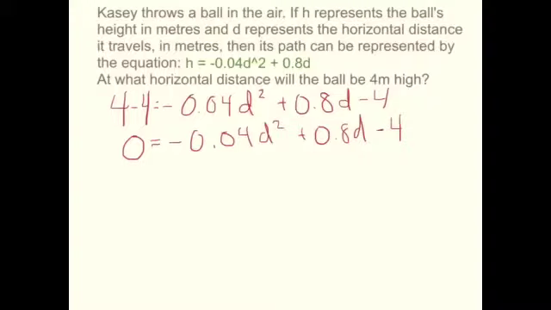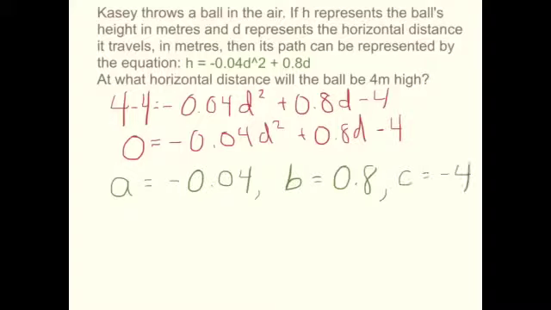So now I've got my quadratic equation arranged just how I want. It's equal to 0, and I've got the d squared term first, then the d term second, and then the constant term last. So we're just taking a minute to write down my a, b, and c values. A is the coefficient of d squared, so it's negative 0.04. B is 0.8. And C is negative 4.